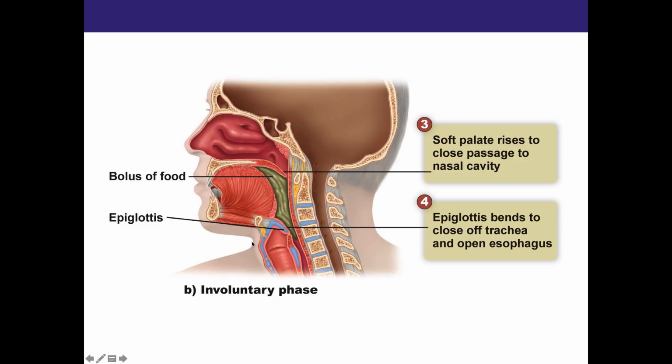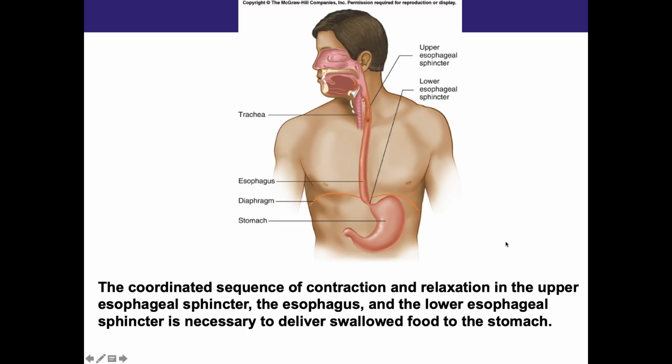The epiglottis, that's an omega-shaped structure, bends down to protect the trachea when you swallow as well. All of that is involuntary. So soft palate rises up, epiglottis bends to close off the trachea. And then we talked about the esophagus, okay? I do want you to know the upper esophageal sphincter and lower esophageal sphincter. These are true sphincters, unlike the pyloric junction. They're made up of circular smooth muscle, and remember they have a basal tone associated with them.